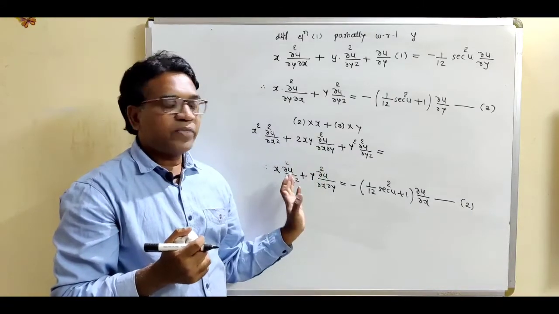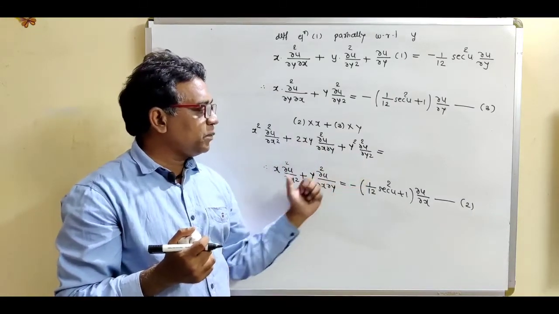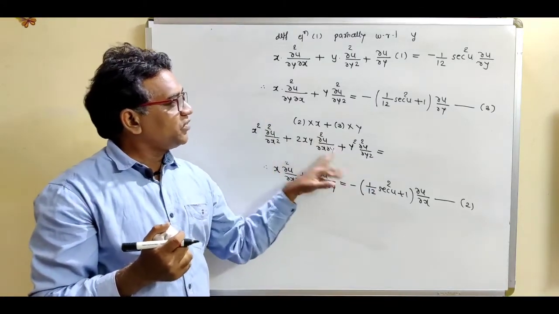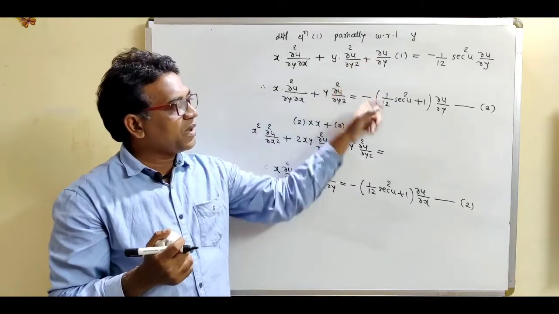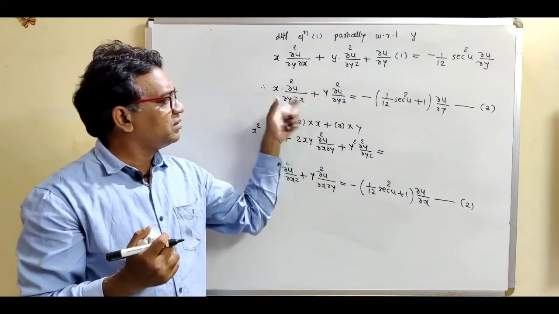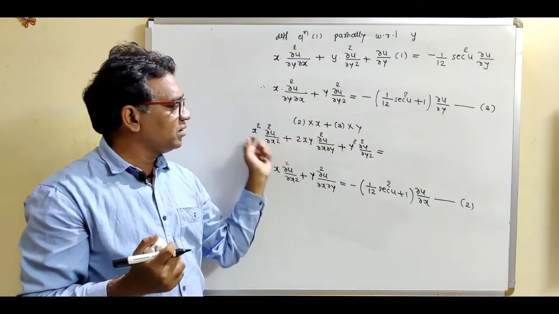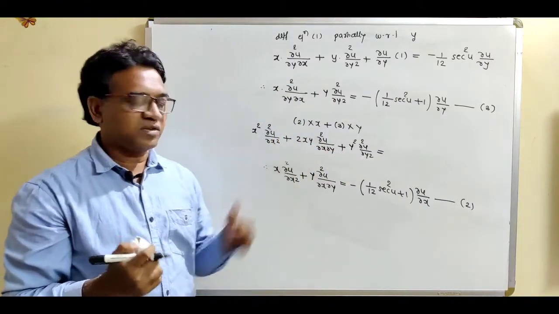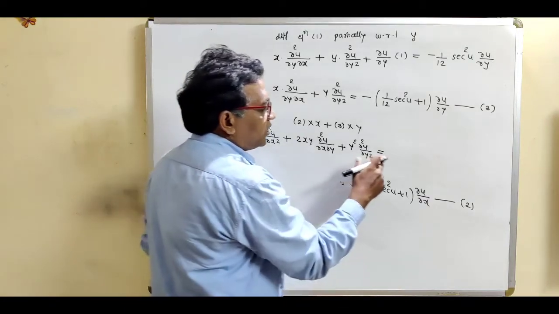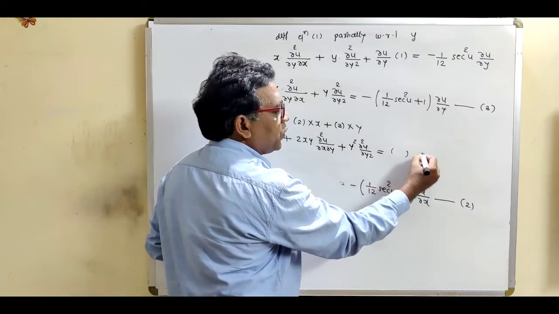So see how to get this consequent. There are 3 steps. Differentiating equation 1 partially with respect to x, that is equation number 2. Differentiating equation 1 partially with respect to y, that is equation number 3. Multiply the second equation by x, multiply the third equation, suppose, by y, and take their addition. We can directly write this consequence. So this is equal to, now this right hand side contains 2 brackets.